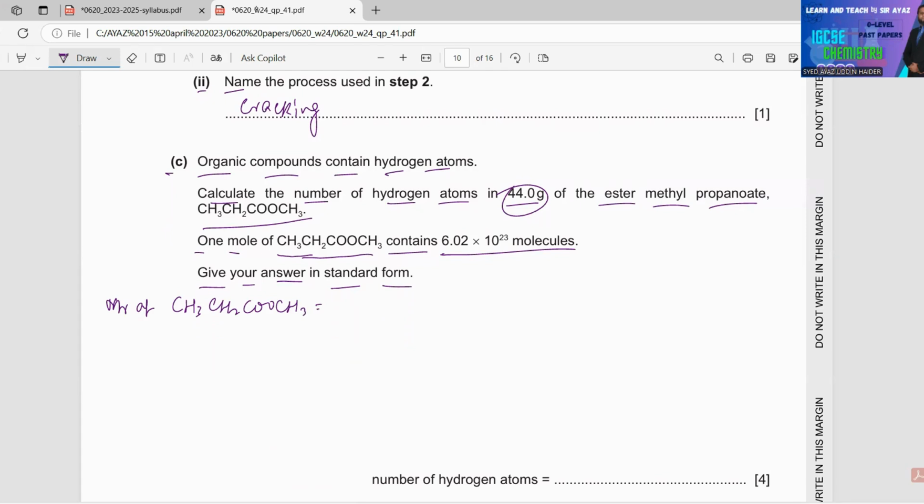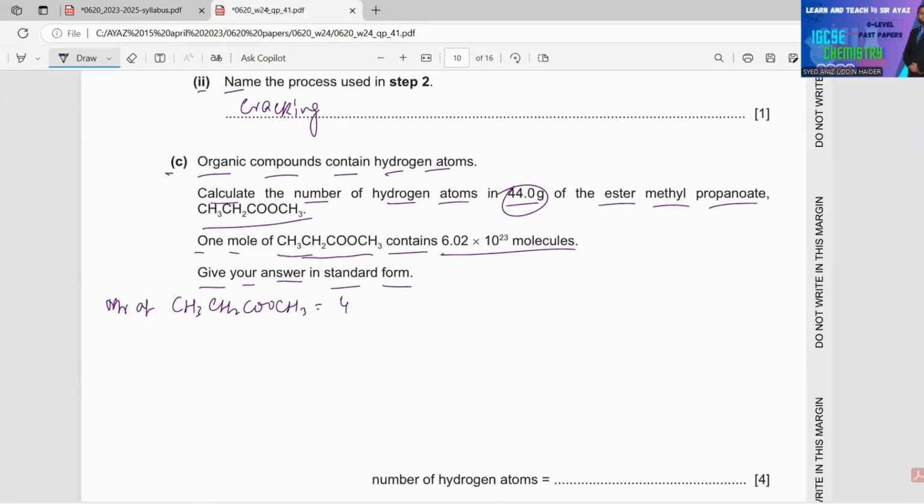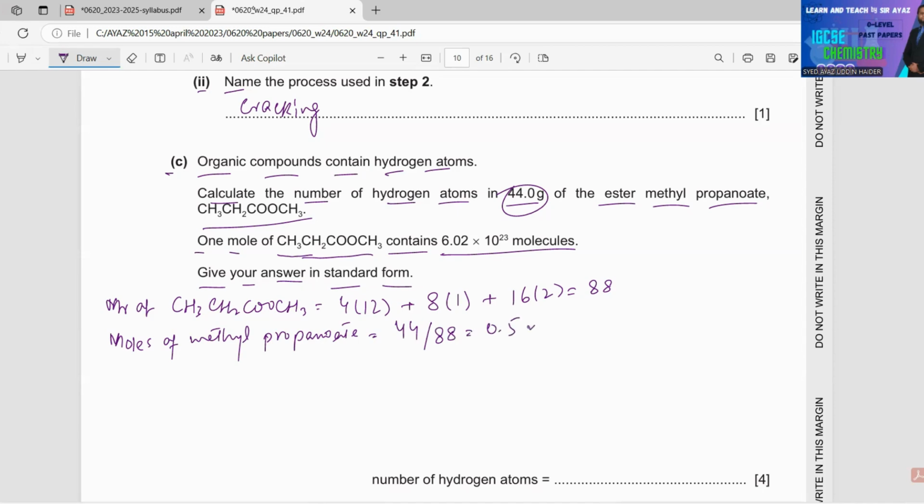So we have 1, 2, 3, 4 atoms of carbon. We'll multiply it by AR of carbon, which is 12. For hydrogen, it's 1. Oxygen, it's 16. How many hydrogen there? 3 plus 2, 5. 5 plus 3, 8. So 8 will be multiplied by 1 plus 16 multiplied by 2. This will become 88. Now moles of methyl propanoate is obtained by dividing the mass by MR. 44 divided by 88, and it becomes 0.5 moles.